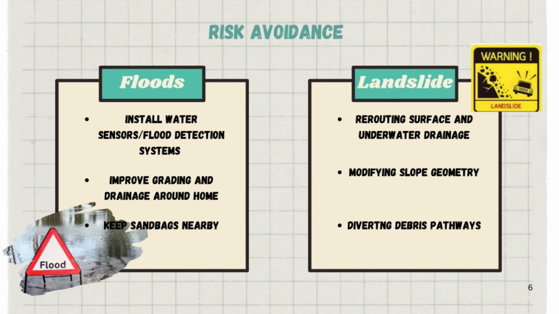For floods, we need to install water sensors or flood detection systems. Second, we need to improve grading and drainage around the home. And lastly, we need to keep sandbags nearby. And for landslide, we need to reroute surface and underground drainage. And the second one is we need to modify slope geometry and divert debris pathways.